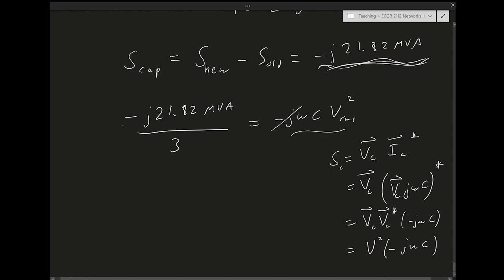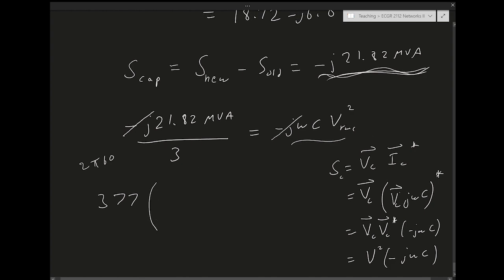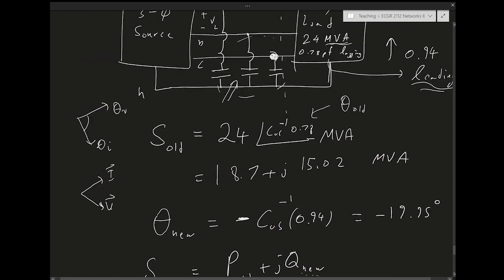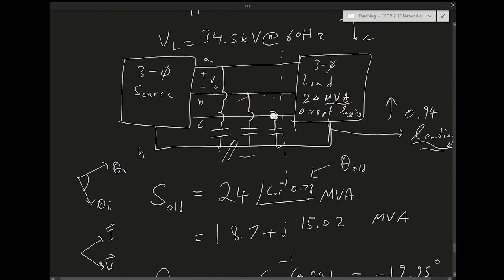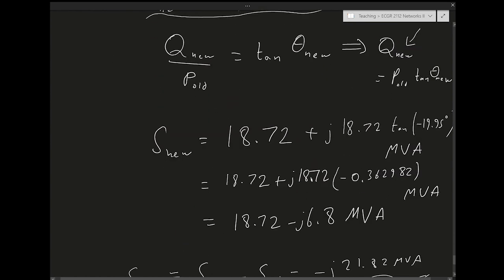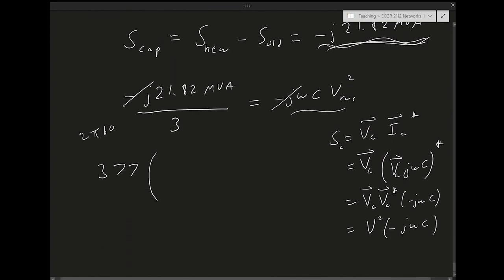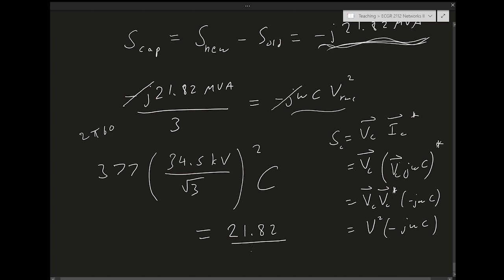Clearly now minus J cancels with minus J. Omega is just 377, that's 2 pi 60. 2 pi 60 is approximately 377. VRMS squared, what's the VRMS? Notice our cap setup here is Y connected, so we need to find the phase voltage across the single cap. The phase voltage is just the line voltage, kilovolt, divided by square root of 3. This gives me the line voltage squared times C equals 21.82 over 3 MVA.